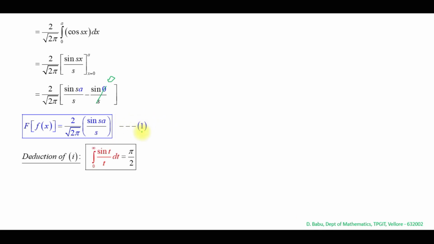Deduction of 1. So we have to deduce that the integral from 0 to infinity of sin t divided by t dt equals pi by 2. Note that sin t by t is similar to sin sa divided by s, which is similar to the Fourier transform of f of x. Therefore we have to apply the inversion formula. By the inversion formula, f of x equals 1 divided by square root of 2 pi, integral from minus infinity to plus infinity of the Fourier transform of f of x times e power minus isx dx. Now substitute f of x equal to 1, which is given in the problem. Next substitute this, which is given in equation 1.